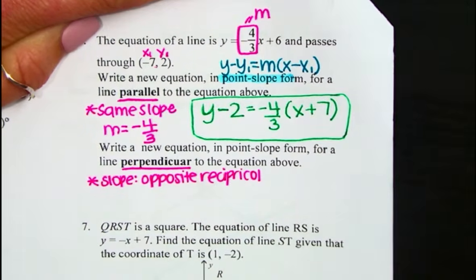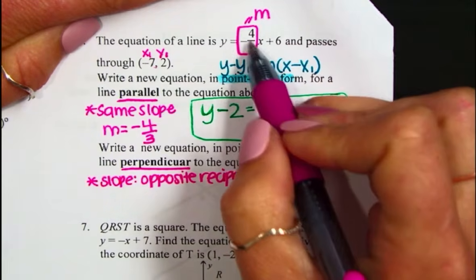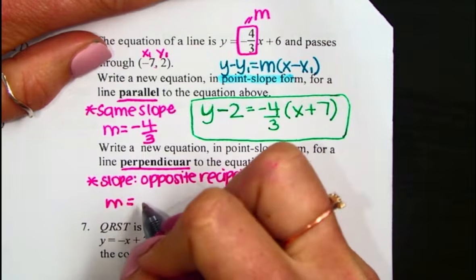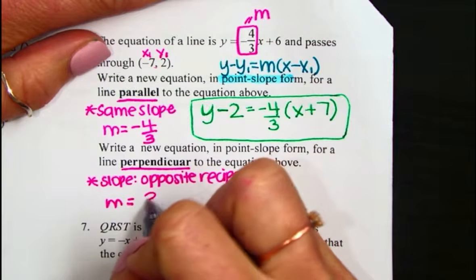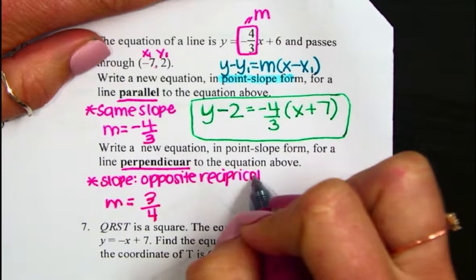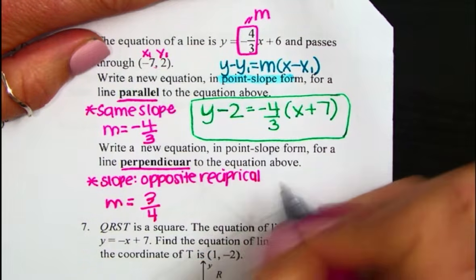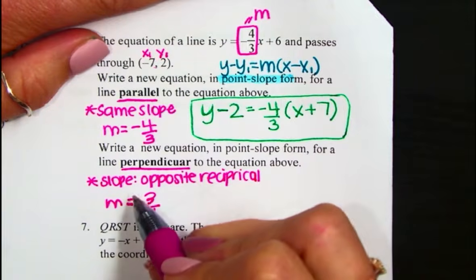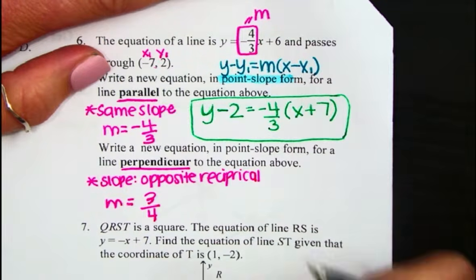So I'm going to look at my slope, negative 4/3, and I'm going to change the sign, so now positive, and then the reciprocal is 3/4. I hope I spelled that right. Okay, so we're now going to use the opposite reciprocal of negative 4/3, that's 3/4, as my new slope.